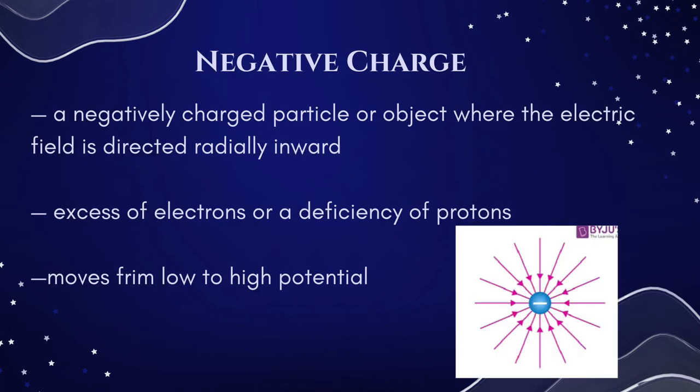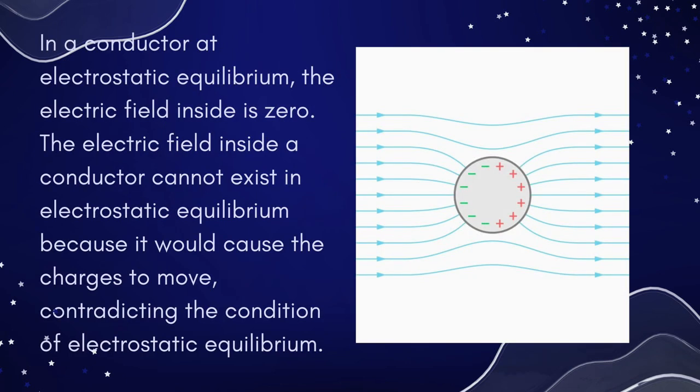While the negative charge is a negatively charged particle or object where the electric field is directed radially inward. So it has an excess of electrons and a deficiency of protons. So it moves from low to high potential. So the negative charge moves in the direction opposite to the electric field because it would experience a force pointing from low potential to high potential, meaning it moves towards a region of higher potential.